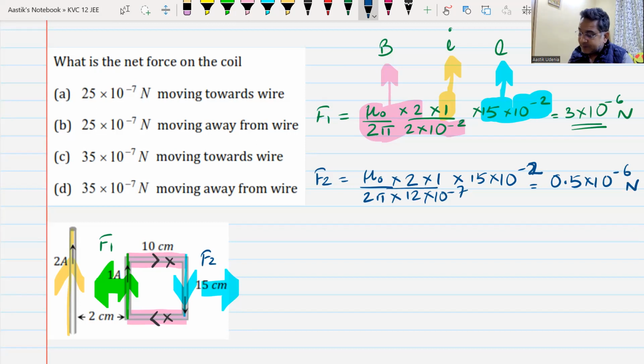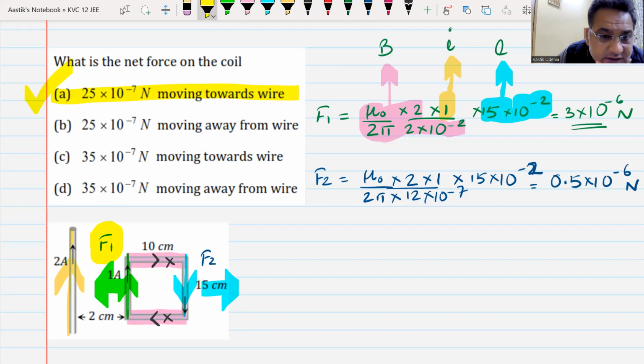Yes or no? This force is repulsive, the other force is attractive, so the net force becomes 3 minus 0.5, that is 2.5 into 10 raised to the power minus 6, that is 25 into 10 raised to the power minus 7. Will it be going away from the wire or towards the wire? It will be attractive because this force F1 is more compared to F2. Therefore, the correct answer is option A, 25 into 10 raised to the power of minus 7 newton towards the wire.